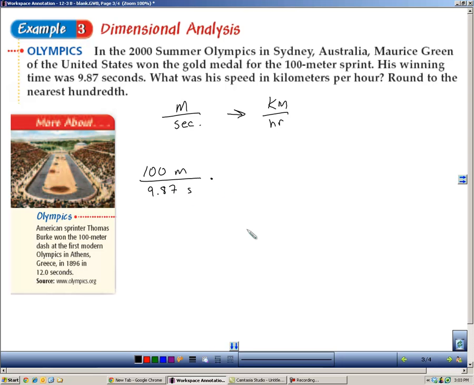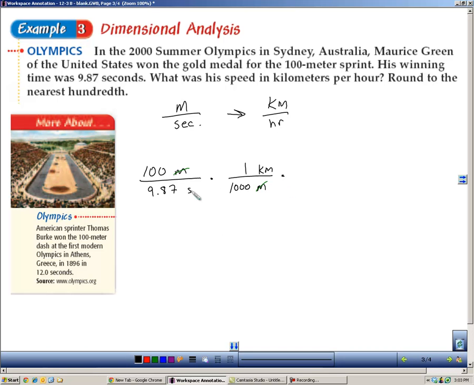Now the trick is to multiply by a fraction that will cancel these units. So I want to put meters on the bottom here, but I want to create kilometers. So I want kilometers on the top and meters on the bottom. Well, how many meters are in a kilometer? There are 1,000 meters in 1 kilometer. So that's going to allow me to cancel meters and give me an answer that's in kilometers.